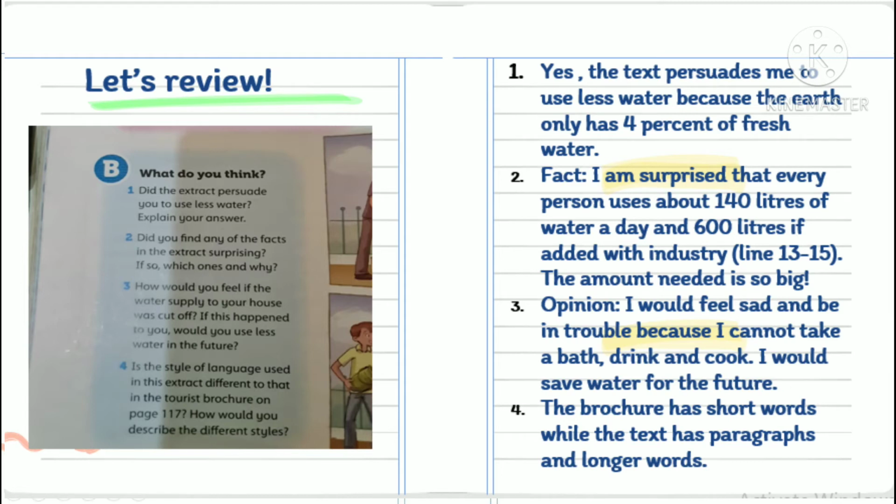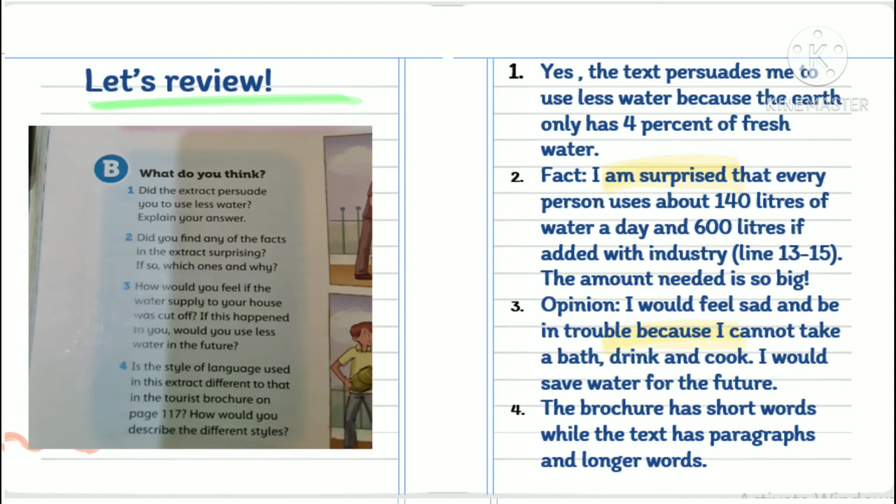If there are numbers, we can conclude that it's a fact. Okay. And number 3, it asks about opinion, everybody. Why? Look, how would you feel? Okay, remember, right? The differences between fact and opinion. Fact is about something that is true, and opinion is about what someone feels or believes.